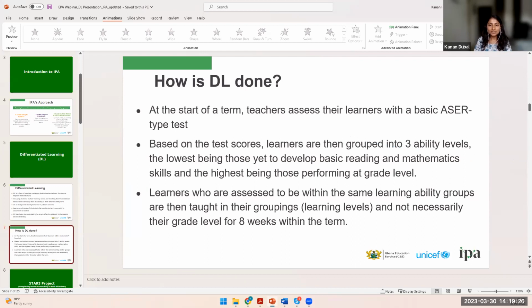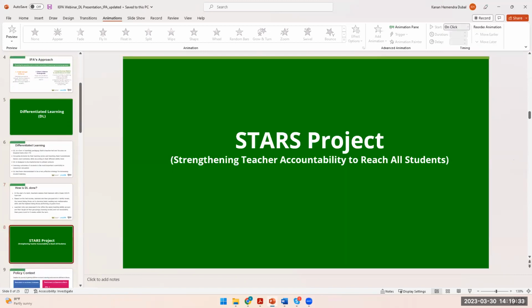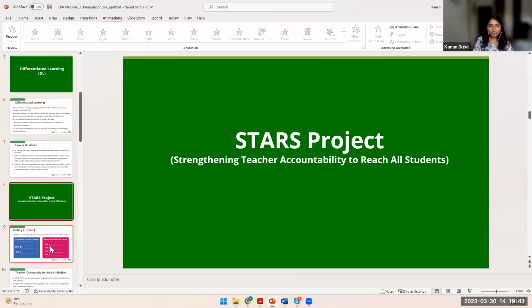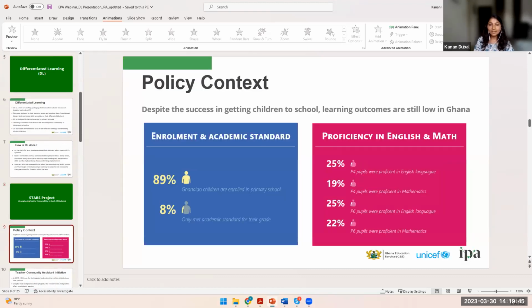This helps in remedying basic skills and allowing the catch up to the grade level work. So now we'll come to the main study that this webinar is focusing on, which is STARS, Strengthening Teachers' Accountability to Reach All Students, where the implemented pedagogy was targeted instruction. So let's get into why the need was felt to explore targeted instruction pedagogy in India.